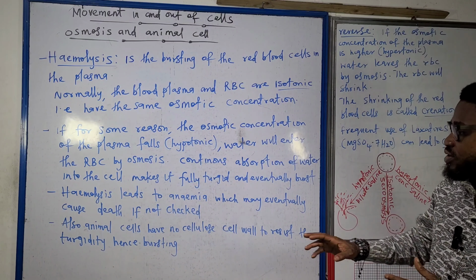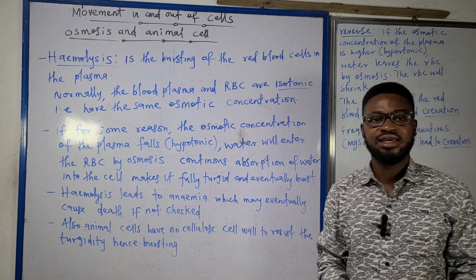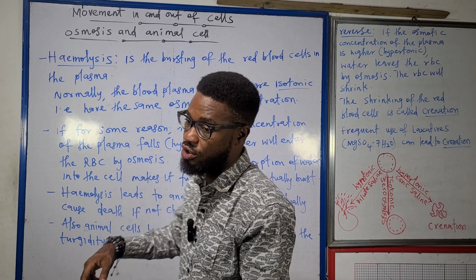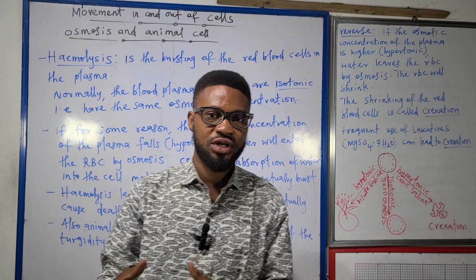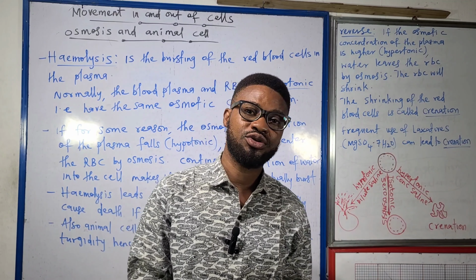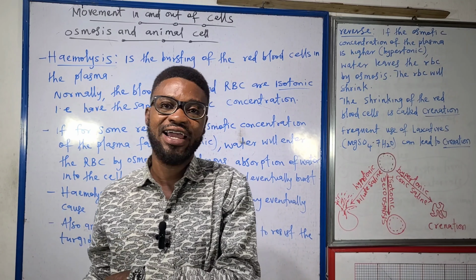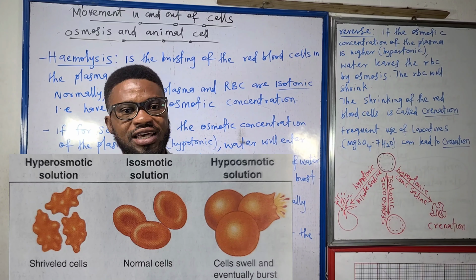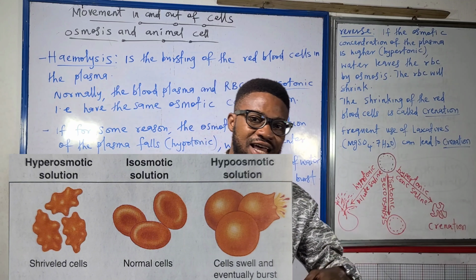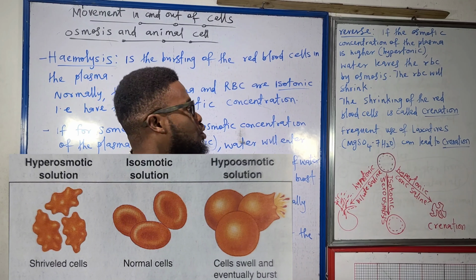Also, recall that animal cells have no cellulose cell wall to resist turgidity, hence the bursting of the red blood cells in the plasma. Now, let's look at the reverse situation. If the red blood cells were allowed to stand in a solution with a high salt concentration, that's a solution that is hypertonic to the inside of the red blood cells. So in this case, the inside of the red blood cell is hypotonic and the outside, that's the plasma surrounding the red blood cell, is hypertonic.